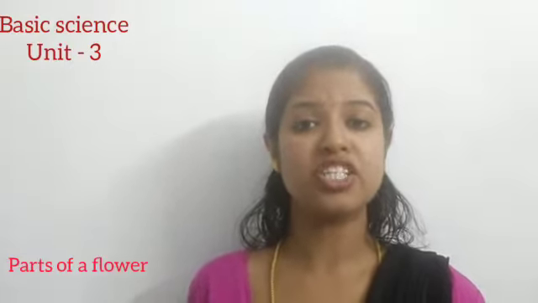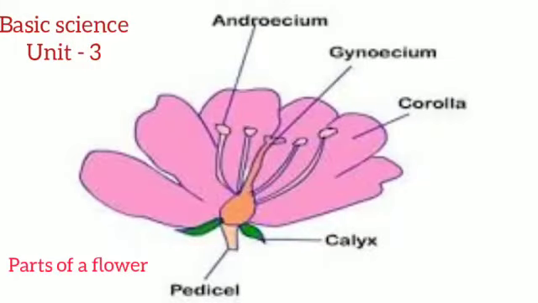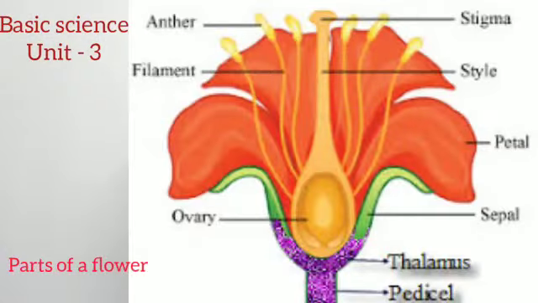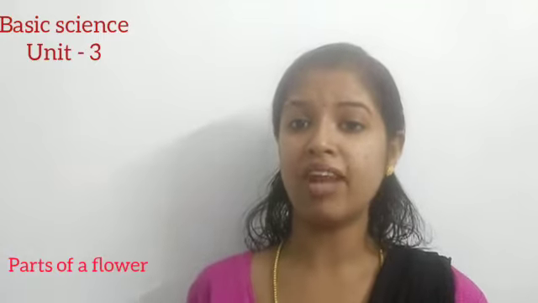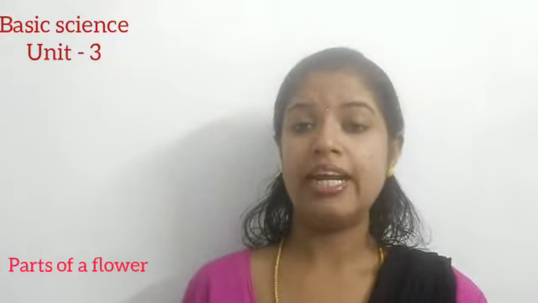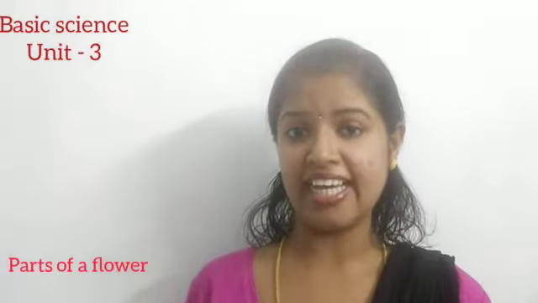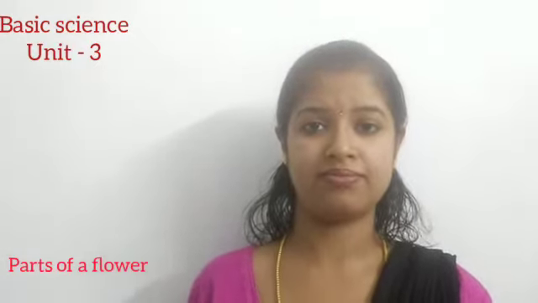Now, let's talk about the parts of the flower. So, here goes the picture showing the parts of the flower. So, the main parts of the flowers are androecium, gynoecium, corolla, calyx, thalamus and pedicel. So these are the main parts of a flower. Now I will explain in detail each part.